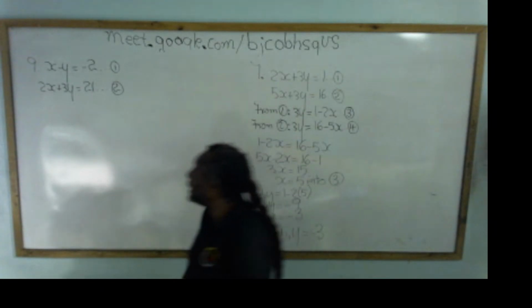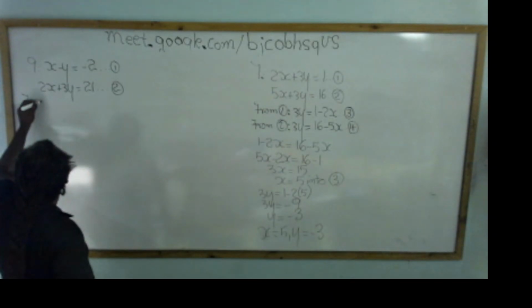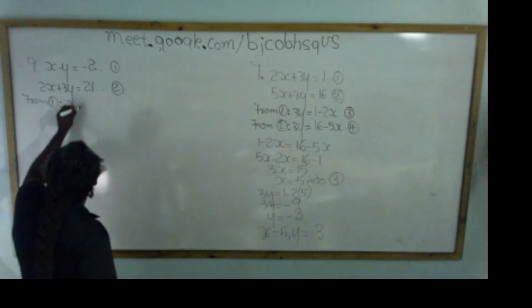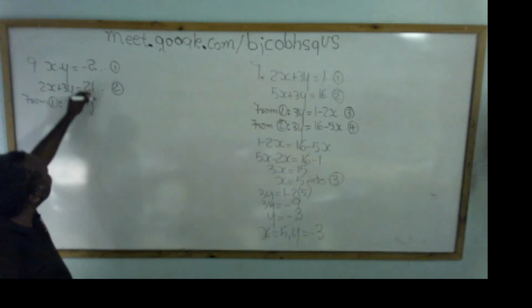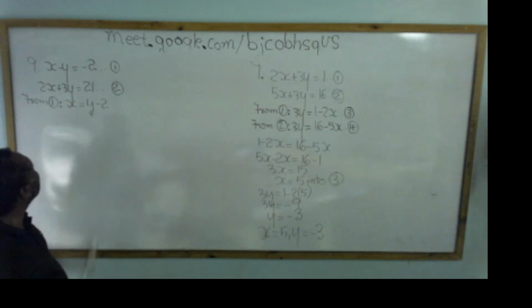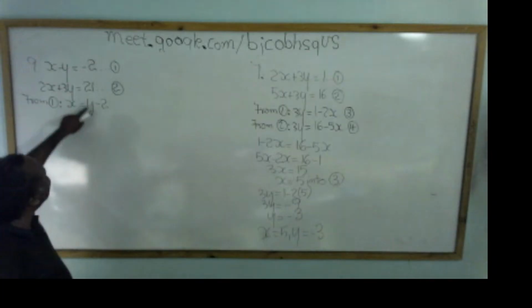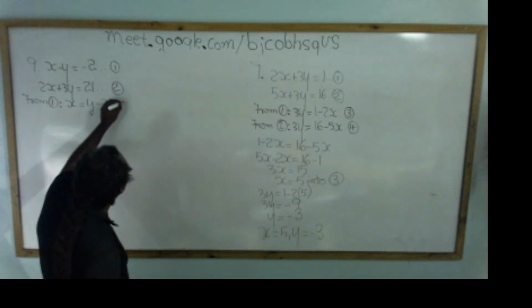Let's just go straight ahead and say, from equation 1, x is equal to, we're going to eliminate this negative y. The negative y is going to be positive. We're still going to have the -2. So from equation 1, we are making x the subject. We eliminate this negative y by addition, so we'll have a positive y there. The -2 will remain, and that is equation 3.